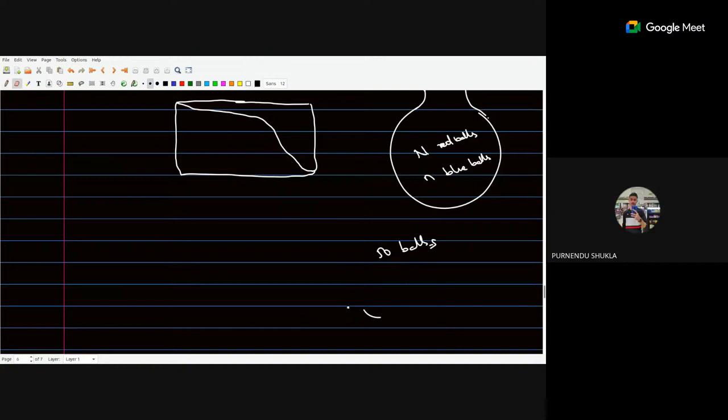So basically we take the probability that of the 50 balls, 20 are blue. Out of these N blue balls, choose 20, and N C 30, because once there are 20 blue balls, the other 30 are red balls, divided by N plus N, C 50. How many ways can I choose? That's what the hypergeometric distribution also says.